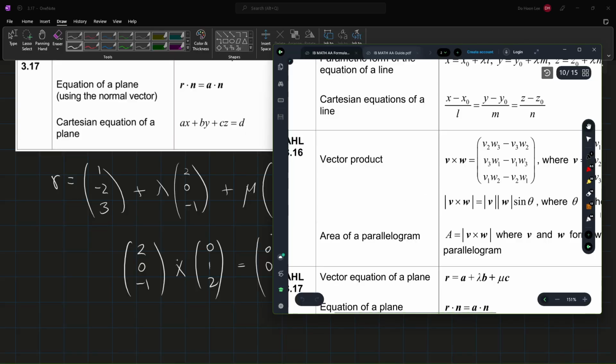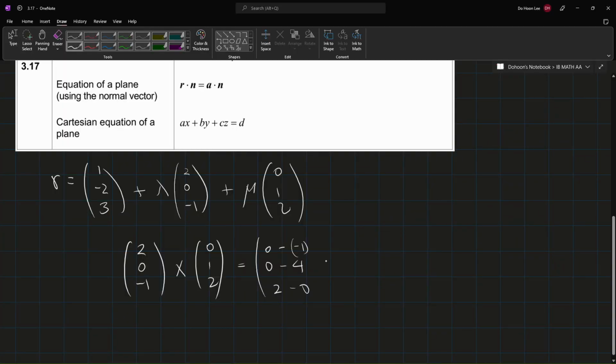V1 times W2 would be 2 times 1, so 2. And V2 times W1 should be 0 times 0, so 0. So therefore we get 1, -4, and 2. And that's my normal vector.